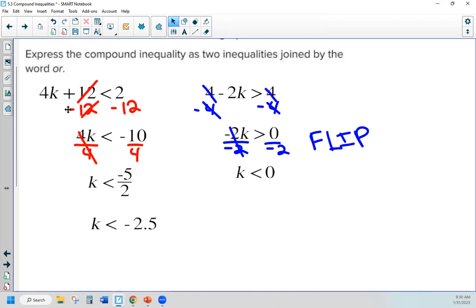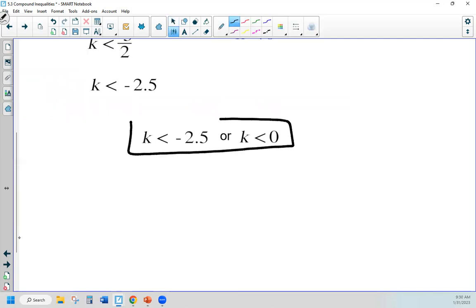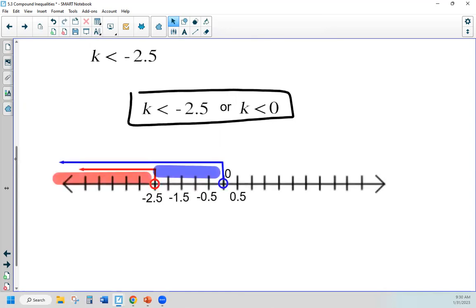K is less than 0. Make sure you flip the sign. So here is our final answer. Our answer is where K is a value that's less than 2.5 or K is a value that's less than 0. Now let's go ahead and see that in a graph so we can see what it means for something to be overlapping.